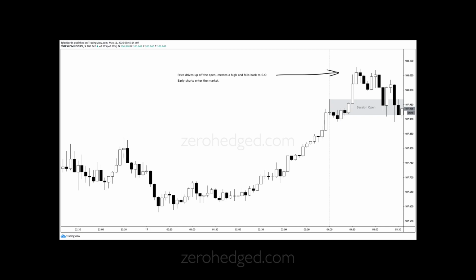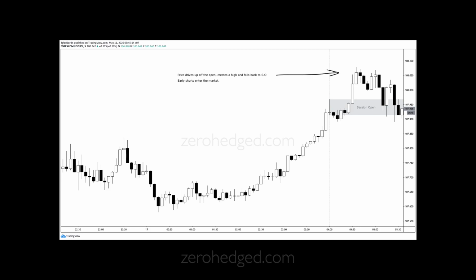This is US dollar JPY, okay, US dollar yen. Price drives up off the open. So firstly, let's take a look at how we've marked it, okay? So look at the gray session open, the gray box. What have we done here? So this is how we mark it. We mark from the high to the low, the entire candle on the M5 on the daily open, okay?